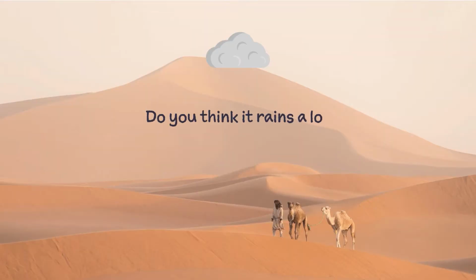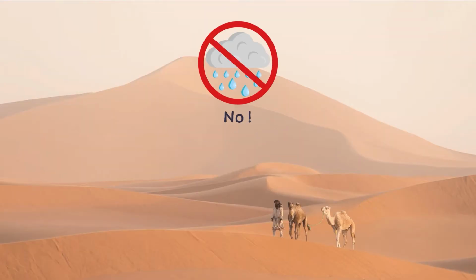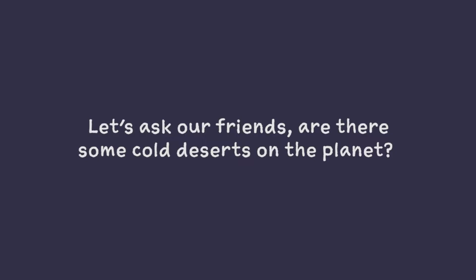Do you think it rains a lot in the desert? No. As we said earlier, it's a very dry place. There's less than 25 centimeters of rain per year. That's really low. Let's ask our friends, are there some cold deserts on the planet?